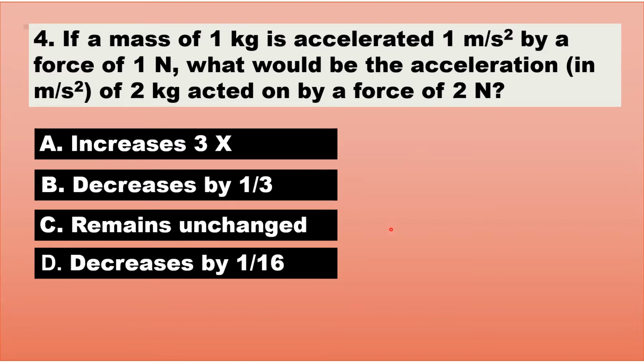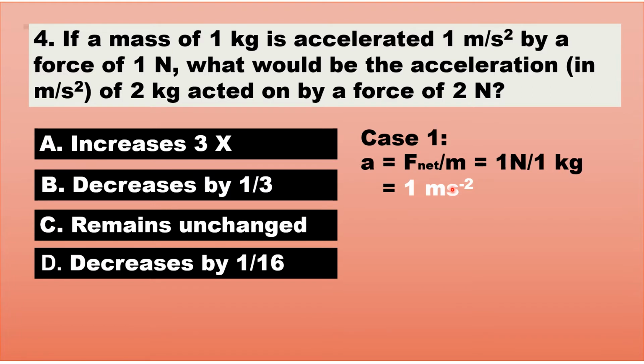So in case 1, we are given that the mass is 1 kilogram, and this is acted upon by a net force of 1 newton. What would be the corresponding acceleration? All right, so here is a quick computation. We just divide the net force by the mass. 1 newton divided by 1 kilogram, and the resulting acceleration is 1 meter per second squared.